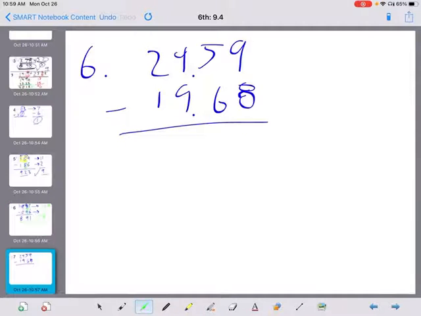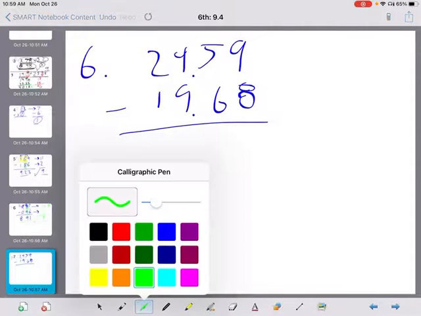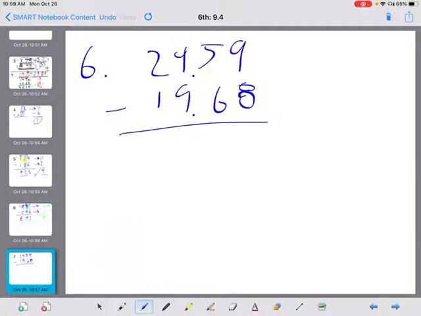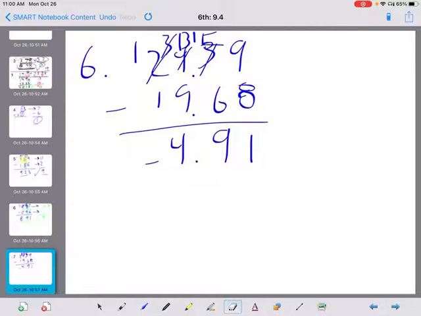I look over at this one, and let's see. 9 minus 8 is 1. 5 minus 6 can't do, so that becomes 15, and this becomes a 3. 15 minus 6 is going to give me 9. 3 minus 9 can't do, so this becomes 13 and 1. 13 minus 9 is 4. 1 minus 1 is 0, so I don't put anything down there. Gotta erase that because I don't want anything to be down there at all.